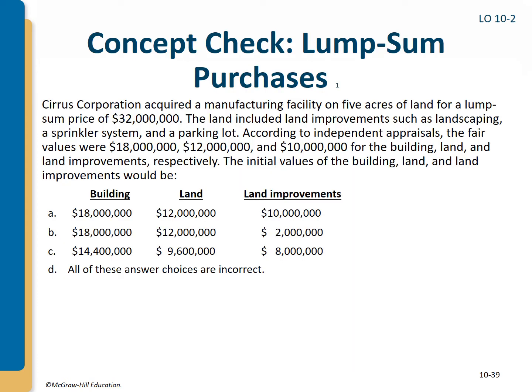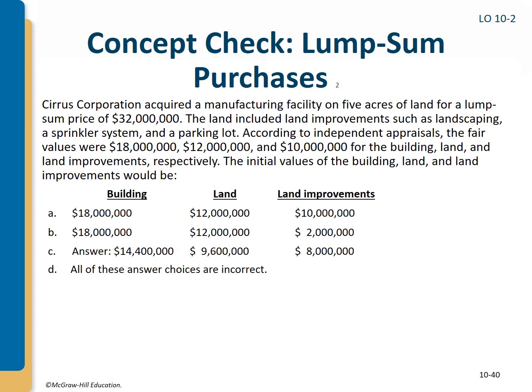So here's another example. Cirrus Corporation acquired a manufacturing facility on 5 acres of land for a lump sum of $32 million. They purchased a few different assets. Each asset was appraised. The initial values of the building, land, and land improvements would be, so how much of that $32 million would be allocated to each?